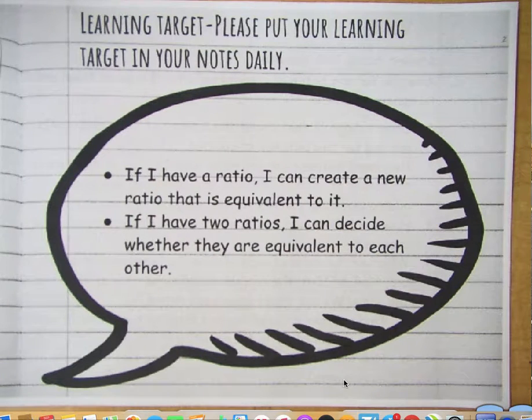Okay, so if you'll pause the video for a moment and write down your learning targets. If I have a ratio, I can create a new ratio that is equivalent to it. And if I have two ratios, I can decide whether they are equivalent to each other.